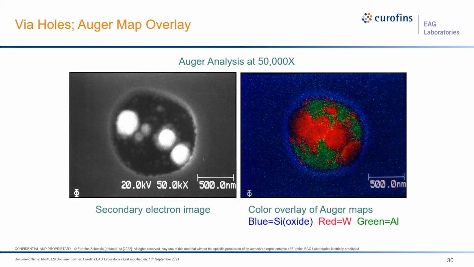In this via, I show just the Auger map overlay for silicon in blue, tungsten in red, and aluminum in green. So you can see that the bright particles are tungsten, where it did successfully nucleate. In fact, you can see that the red areas are a bit larger than the bright white areas, and you can see maybe faintly there is some tungsten nucleation here and these other sites, and some faint sites over here that correspond to these red areas.